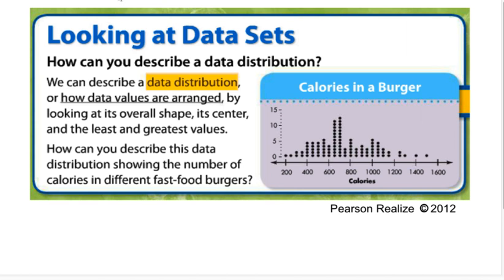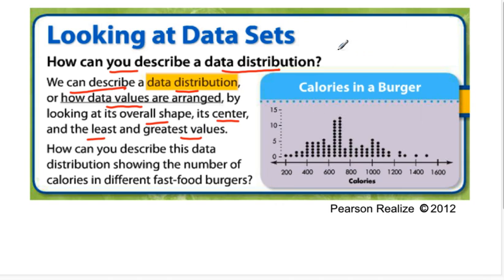On page 366, they give us our introductory information and question. It asks us, how can you describe a data distribution? It then explains a little bit about the way data is distributed in reference to this dot plot over here. We can describe a data distribution, or how data values are arranged, by looking at its overall shape, its center, and the least and greatest values.